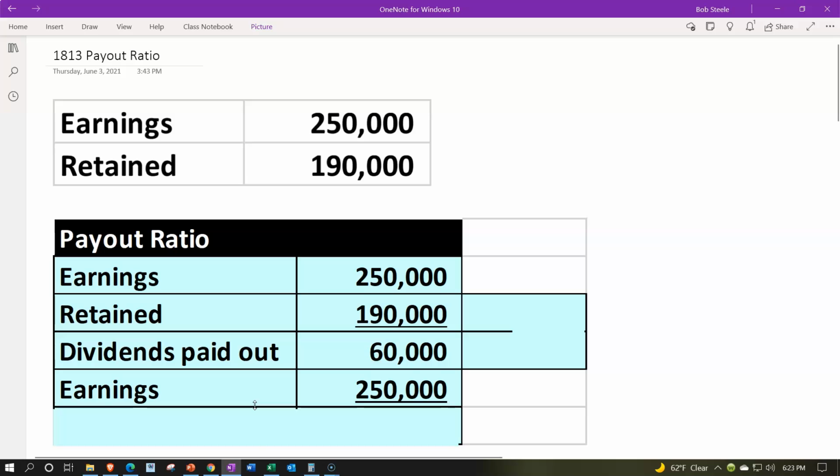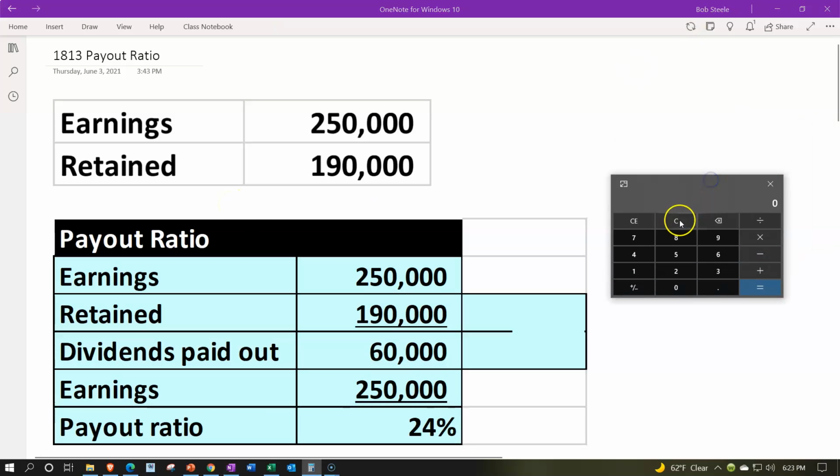We're going to compare the dividends that were paid out to the earnings of the $250,000 to get our payout ratio. Let's go ahead and plug that in the calculator just for the fun of it. We got the $60,000 divided by 250,000. That's going to give us our 24%.